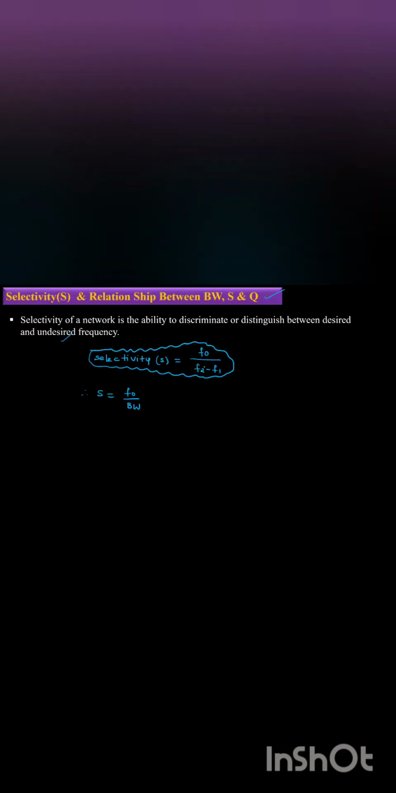But you know the relation between bandwidth and quality factor. Quality factor equals f naught by bandwidth. Then f naught by bandwidth, which is f naught by f2 minus f1, is nothing but the quality factor. That is, S equals Q, which equals f naught by bandwidth.